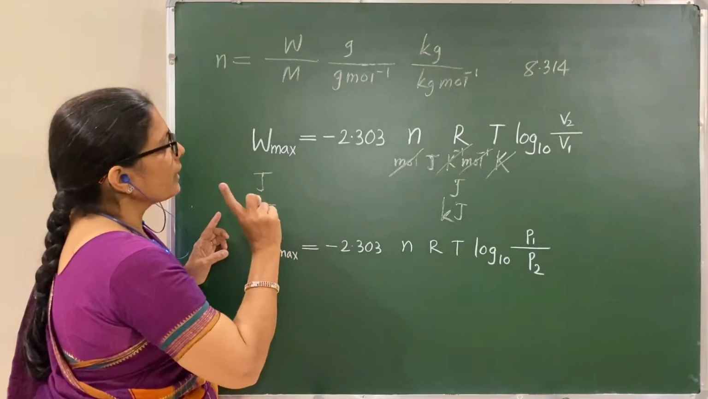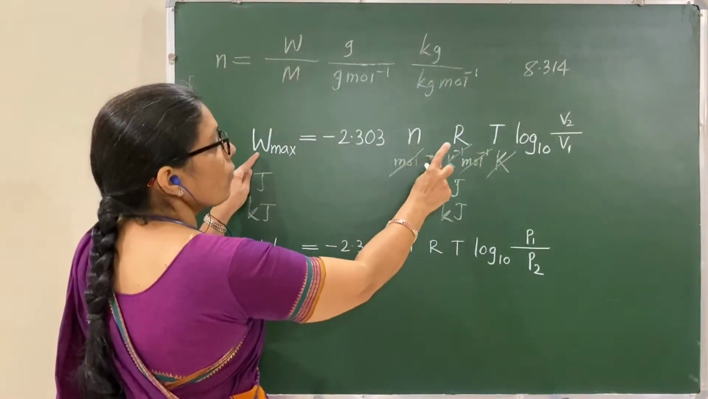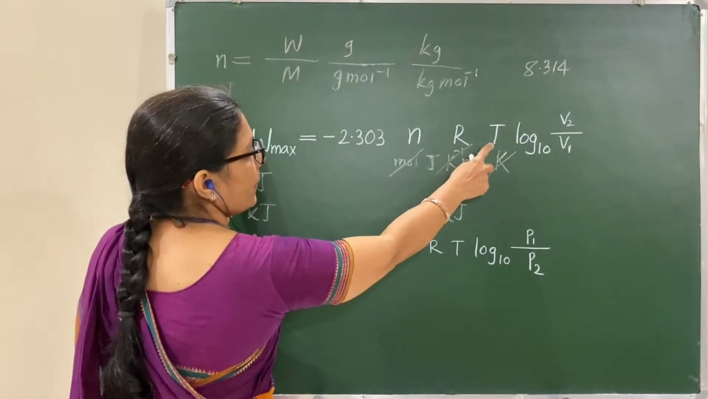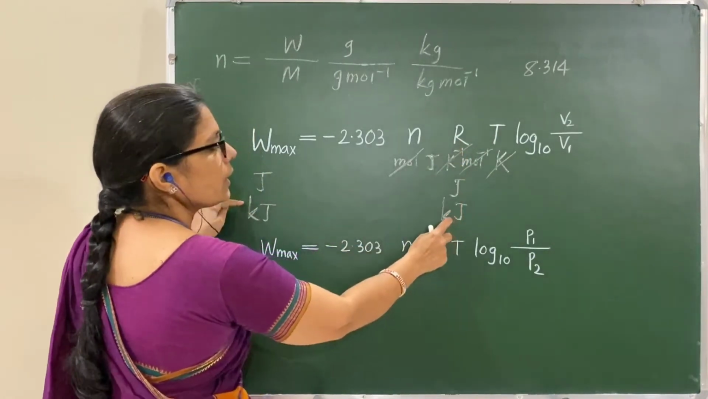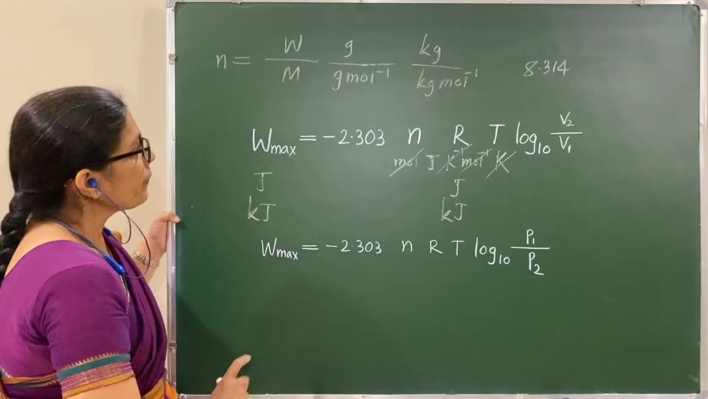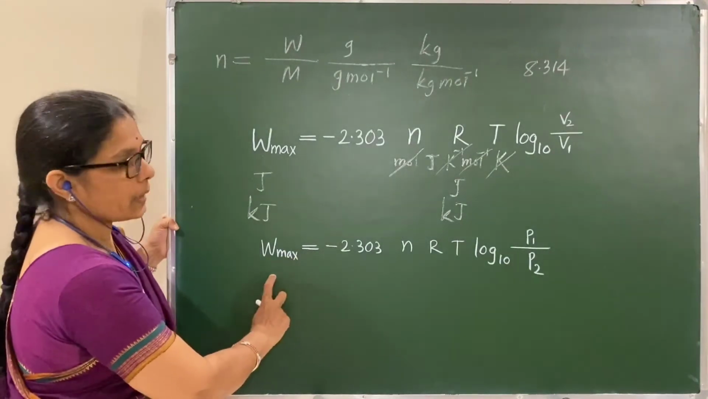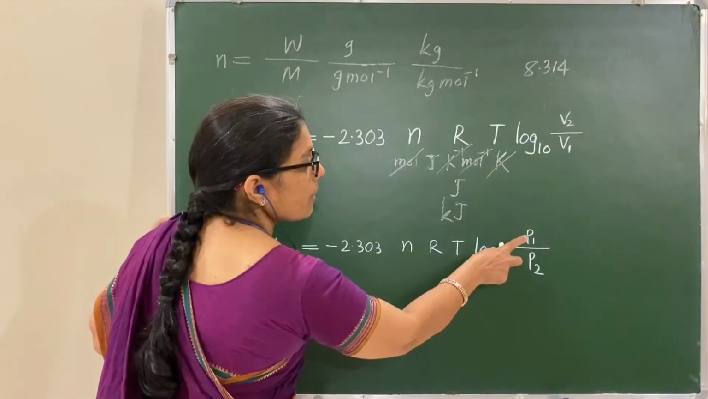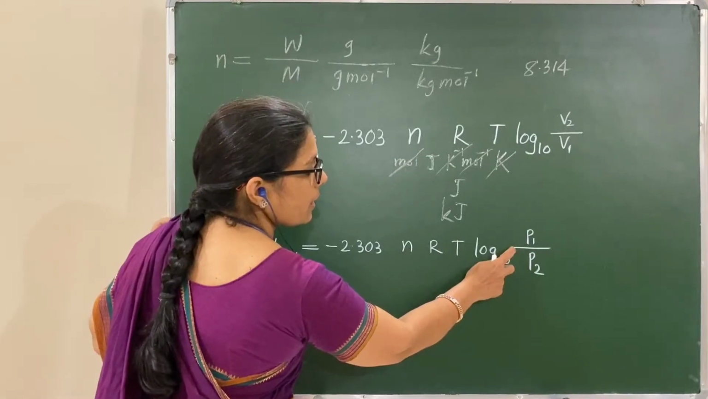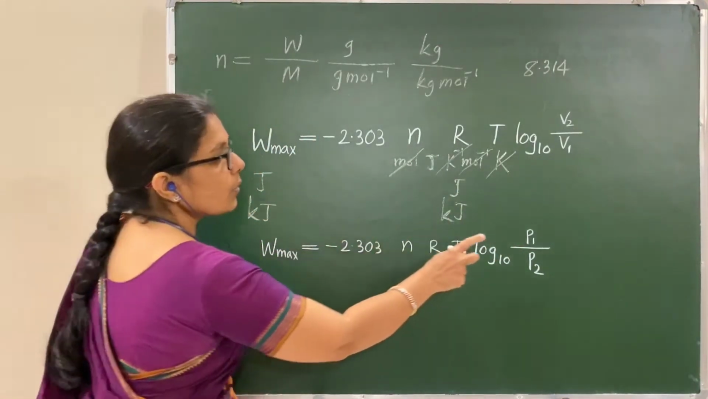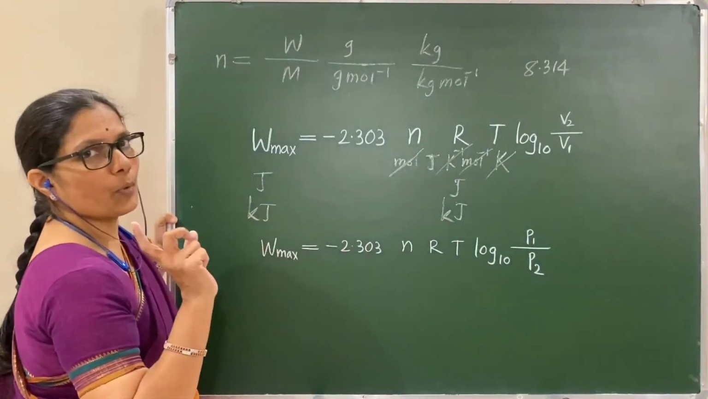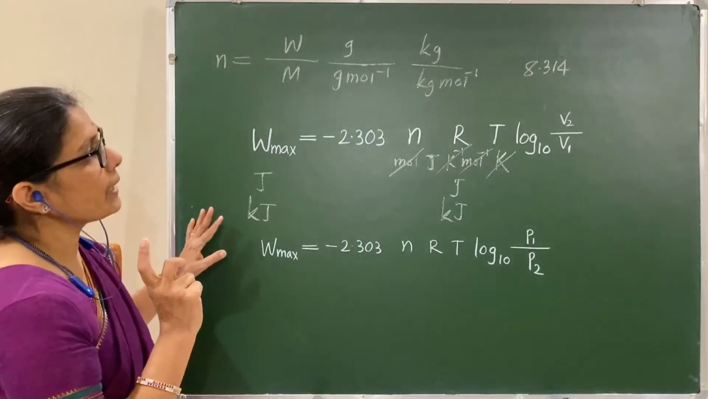Remember only this: the unit of work and R are either both in joule or both in kilojoule. Same for this formula. Here again P1, P2, a ratio is there. Therefore, the unit of pressure can be any, but both should be in the same unit. Okay, this is one thing.